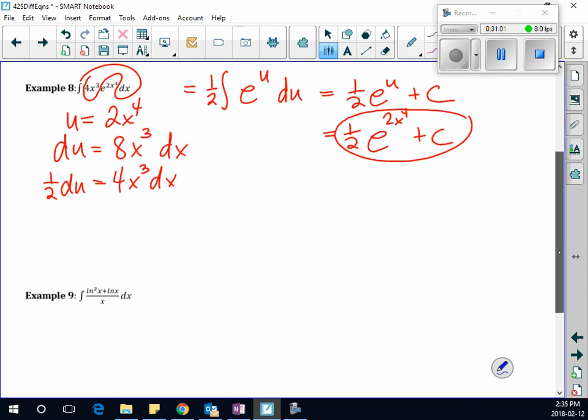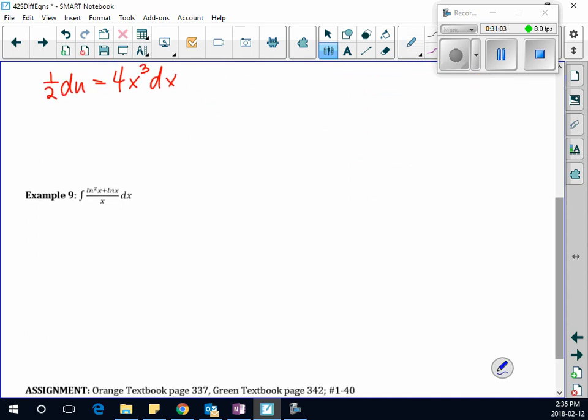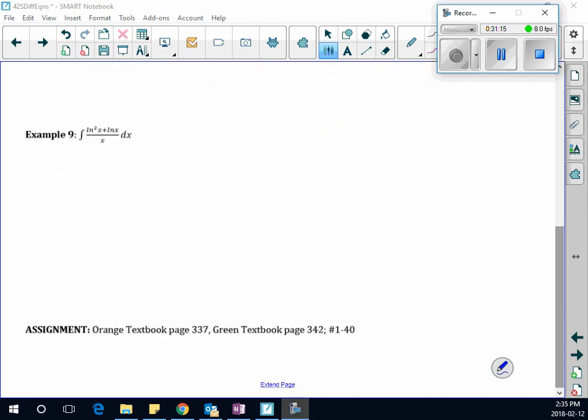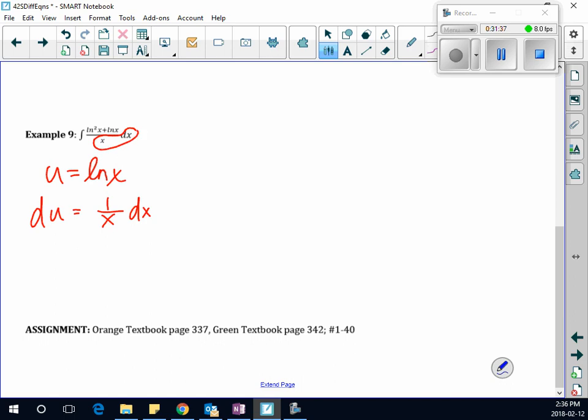Okay, this looks like their last one here, hey? Okay, so yes, a few people shouted out u is going to be ln x. So then du would be 1 over x dx. And there is a 1 over x. There is! Look at that! It's in disguise, a 1 over x dx.